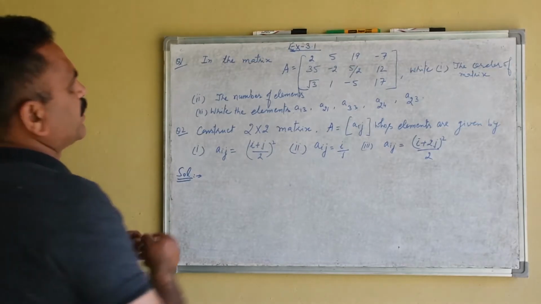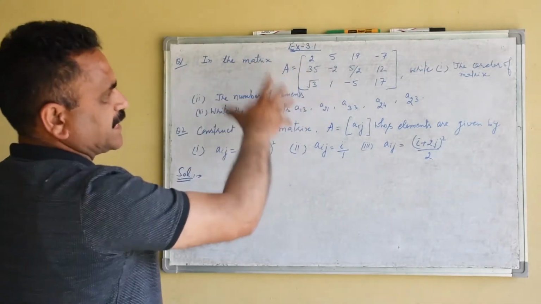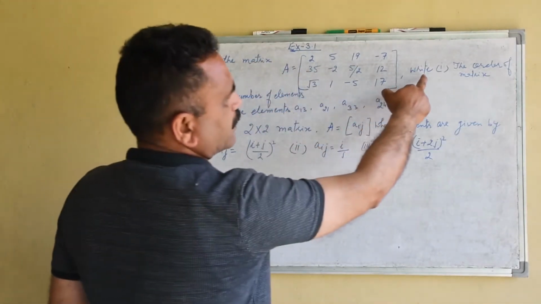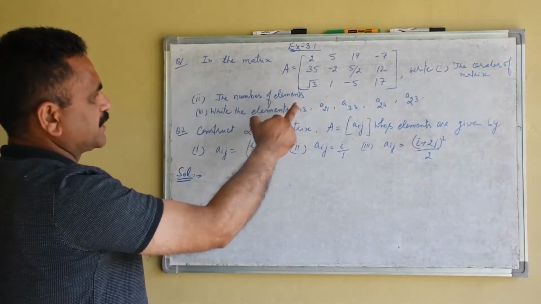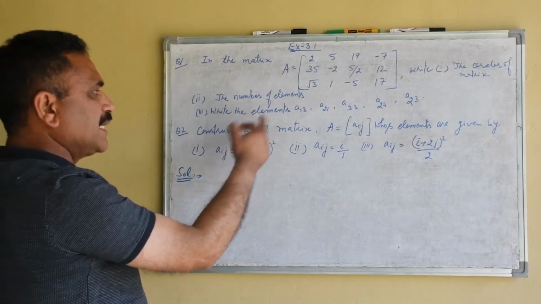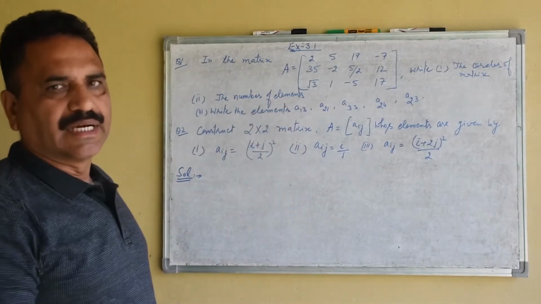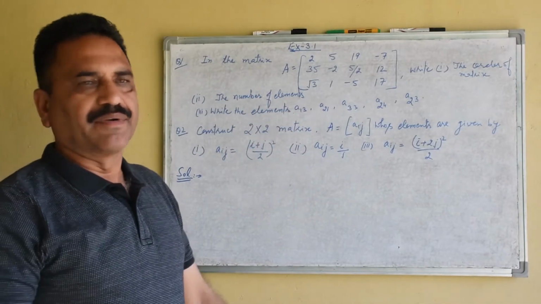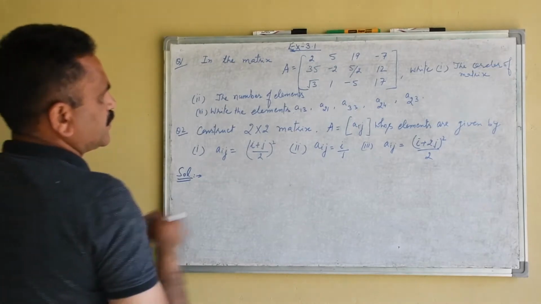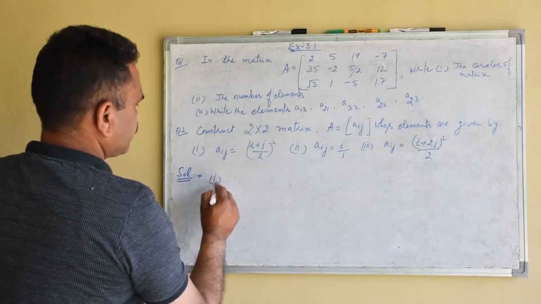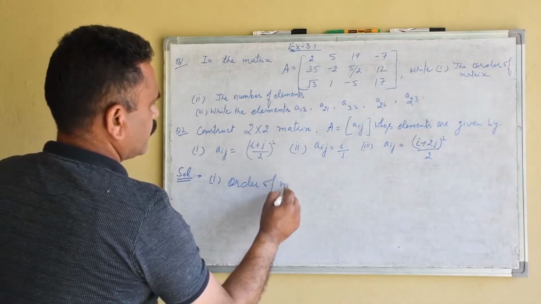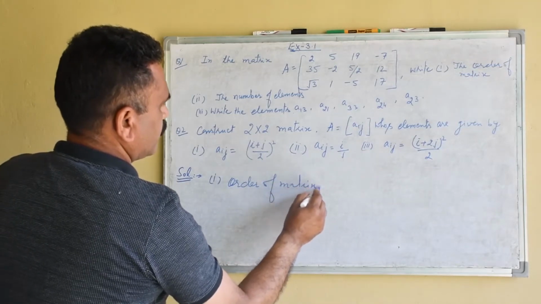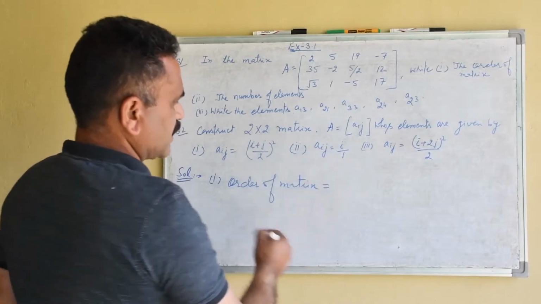of exercise 3.1. In the matrix, this matrix is given to us. We are required to find the order of the matrix, the number of elements, and write the elements. What are the different elements at different places? So first is the order of the matrix. What is the order of a matrix?